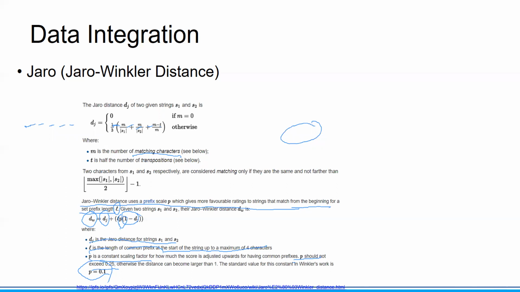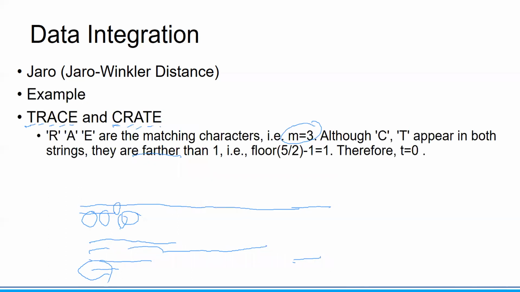And then R. This is an R, but because the first is different, we don't care about that one. The second R is the same, and then A and A are the same, and then C and T are different. The last one is E and E, so they are the same. So the matching characters are m equals 3. Although C and T appear in both strings, they are farther than 1.